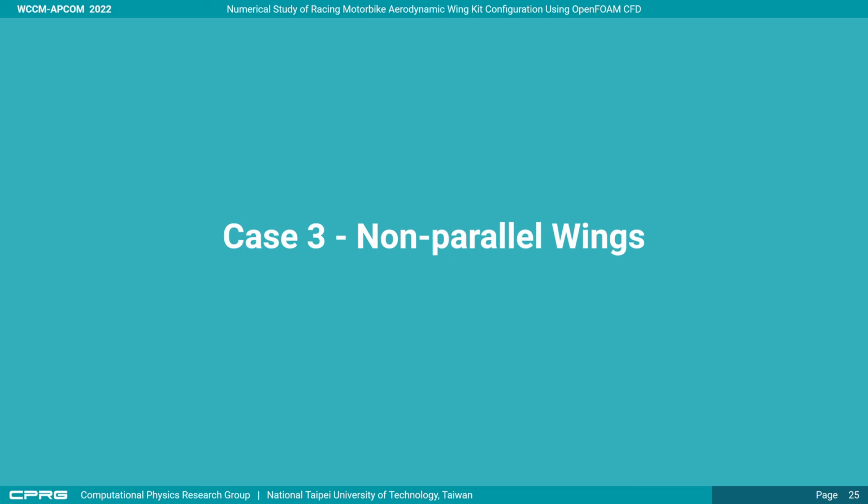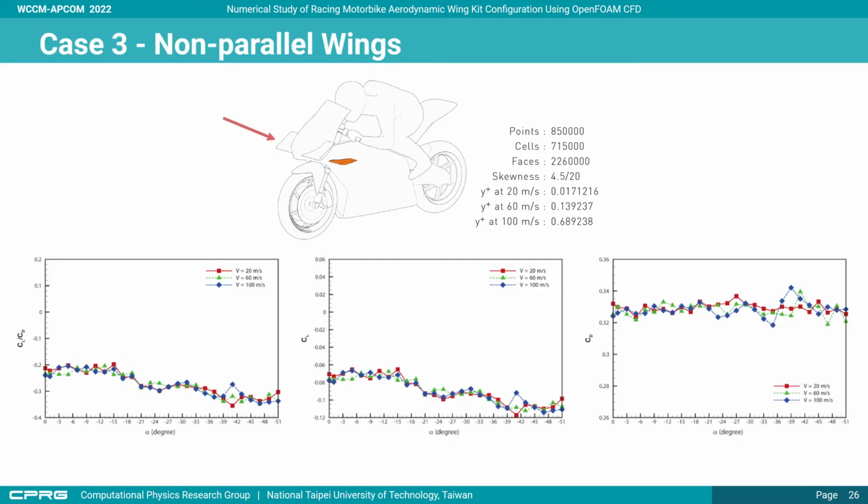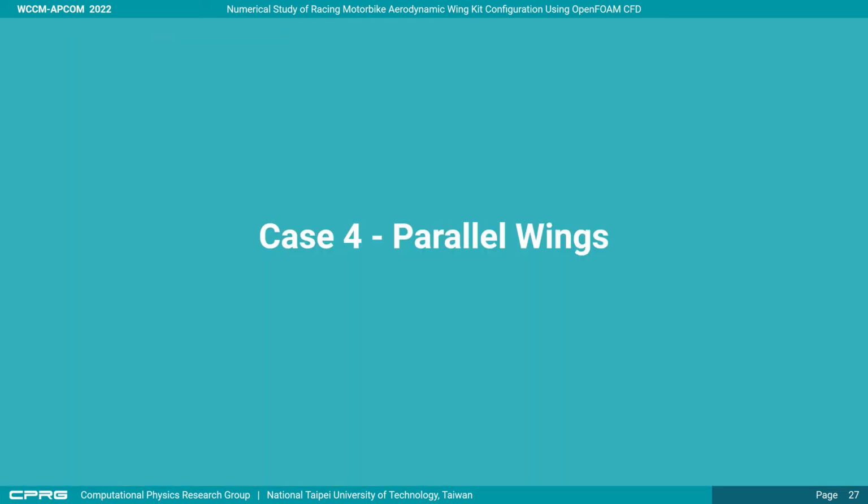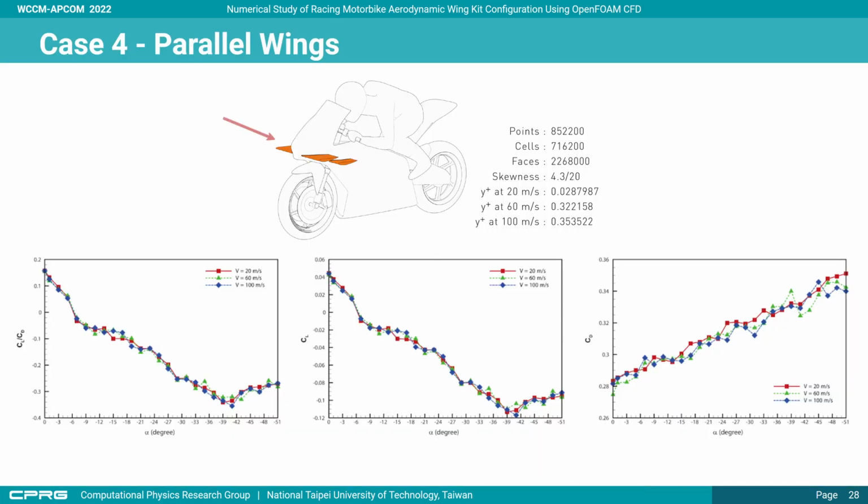In case 3, the upper wing is fixed at minus 37 degrees and we rotate the lower wing. The highest absolute value of lift-to-drag ratio appears at minus 41 degrees. In case 4, we rotate both the upper wing and lower wing. The highest absolute value of lift-to-drag ratio also appears at minus 41 degrees.